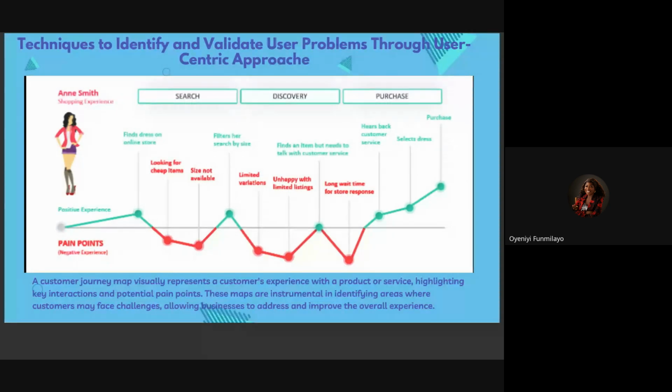So yeah, I have this diagram here. You can also use a journey map. I call it a customer journey map, right? To understand your user problem.